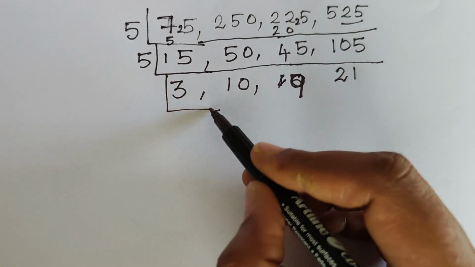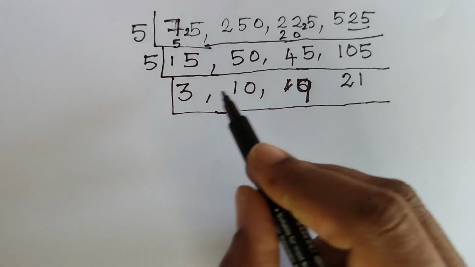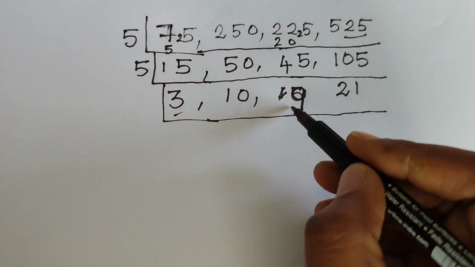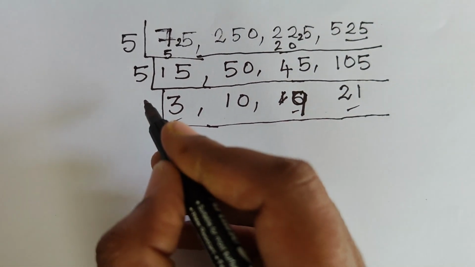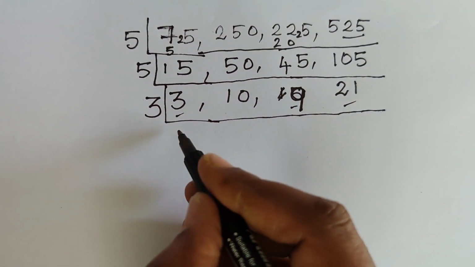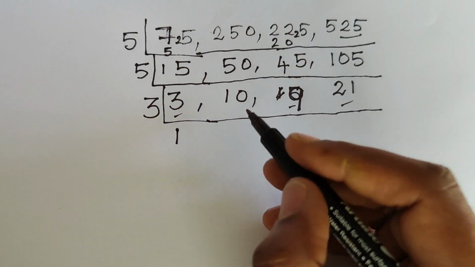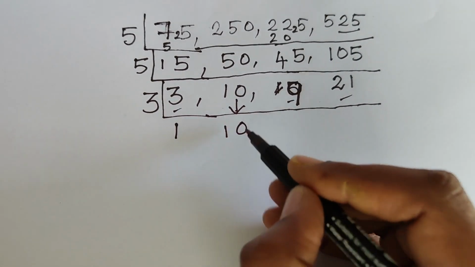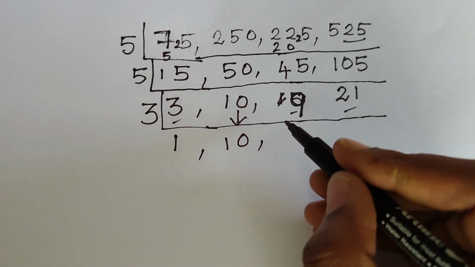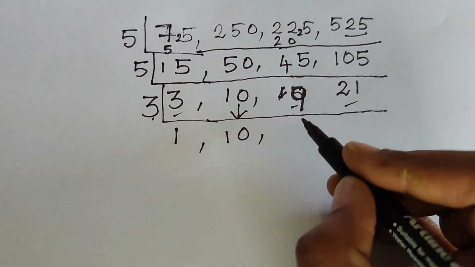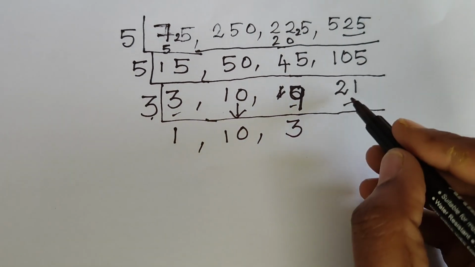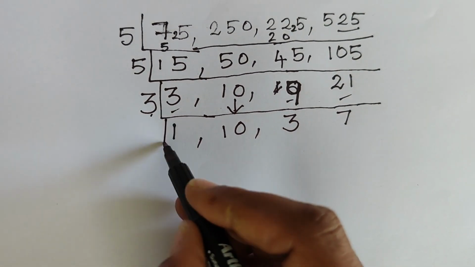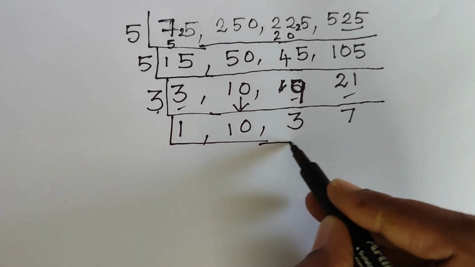Now see, in all the 4 numbers, there is no common factor. But 3, 9, 21, all these are divisible by 3. So 3 divided by 3, 1. But 10 is not divisible by 3, so bring down 10 as such. Don't try to divide. 9 divided by 3 is 3. 21 divided by 3 is 7. And for all these, there is no common factor.